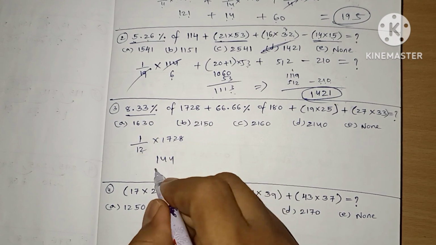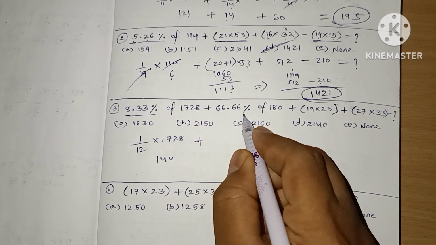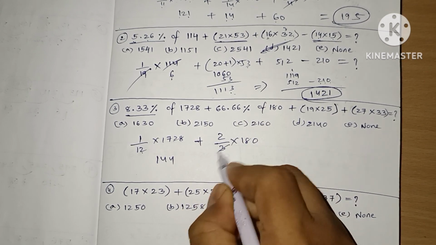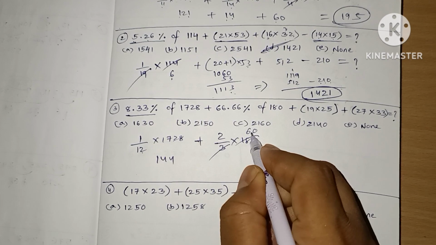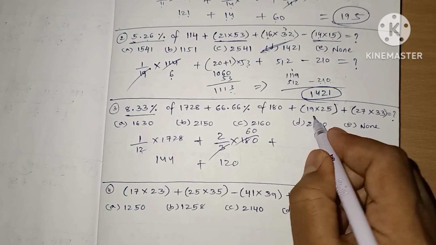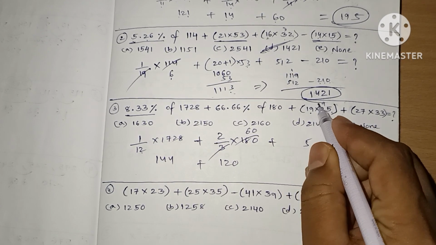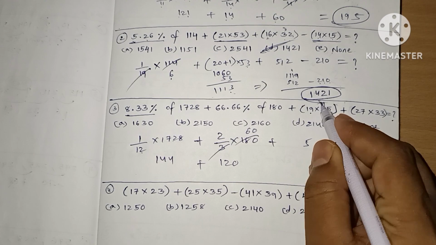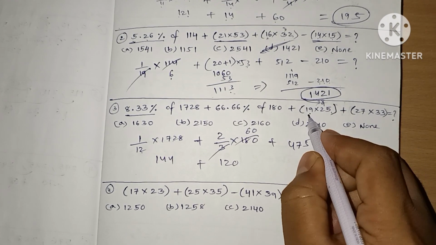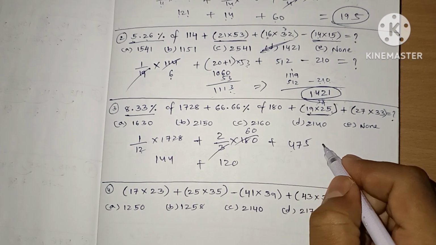So the value of this one will be 144, plus 66.66 percentage. The fraction value of this one will be 2/3 of 180. So 3 times 60 is 180, 2 times 60 will be 120. So the value of this one will be 120, plus here 19 5 times will be 95. 95 times 2 is 38. So it will be 475. So this is why we need to know 20 into 20 tables. So we got 475 here.